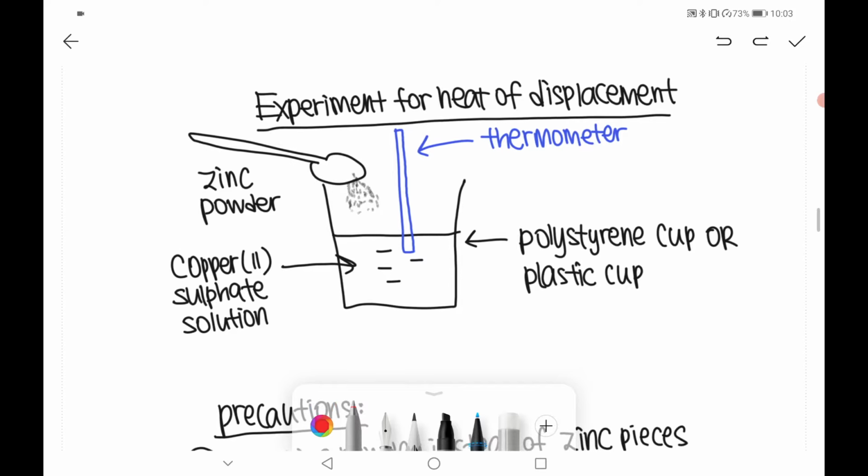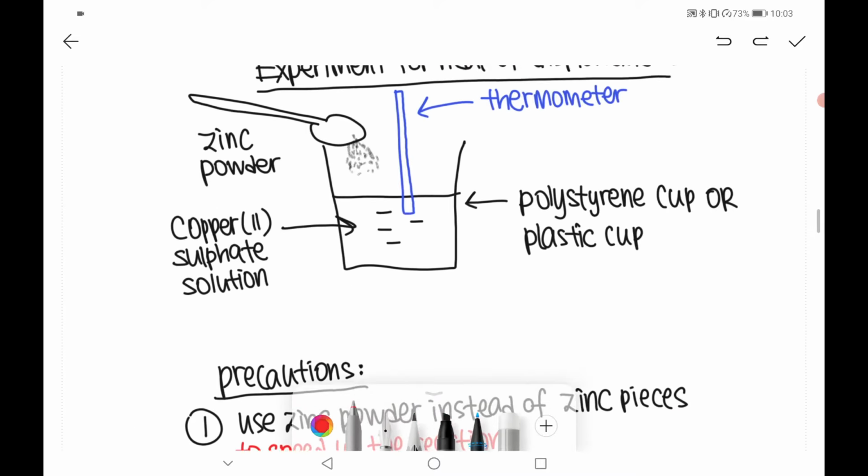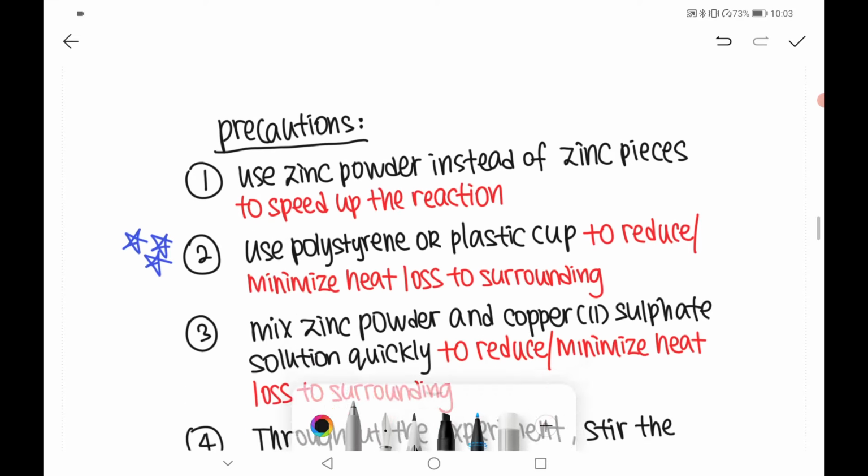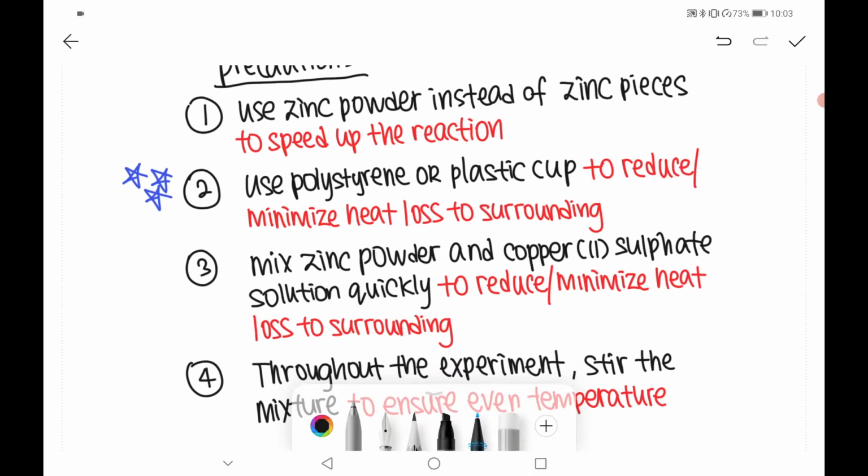Same thing, why do we use a polystyrene or plastic cup? Because polystyrene and plastic can minimize the heat loss to the surrounding. So when we use plastic, polystyrene, not much heat can run away to the surrounding. Last one, why do we use the thermometer to stir the solution? We want to make sure the temperature is balanced, the temperature is even. So this is why we need to know these 4 concepts, okay?